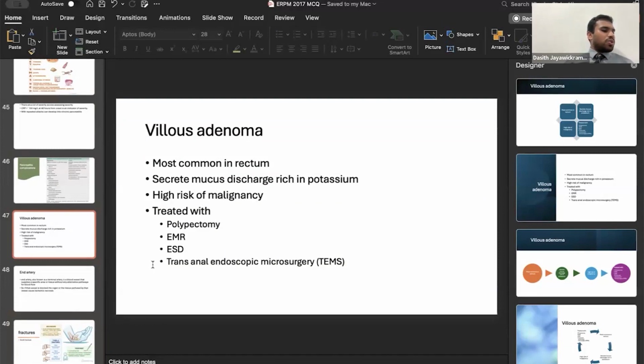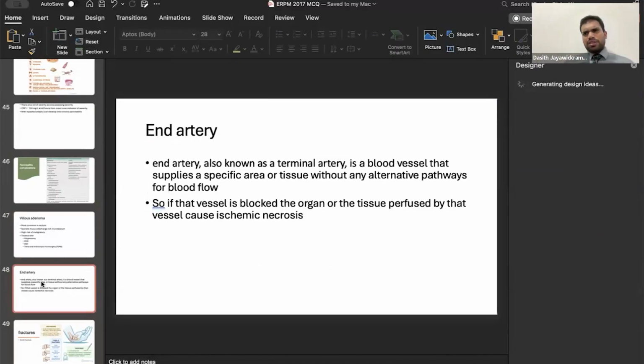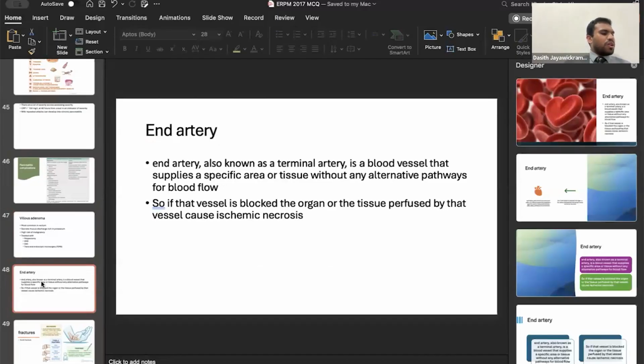Okay. So the next question. Which of the following are end arteries? Right hepatic artery, digital artery in the middle finger, penile artery, superior rectal artery, and the appendicular artery. So what are end arteries? An end artery is a terminal artery that does not anastomose with any other collateral arteries.